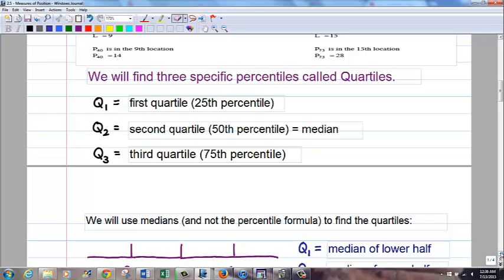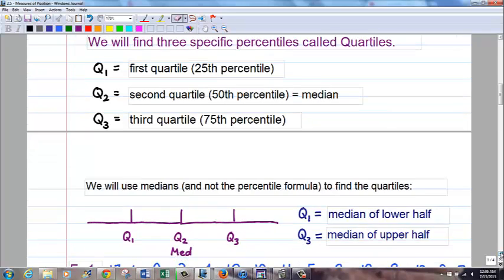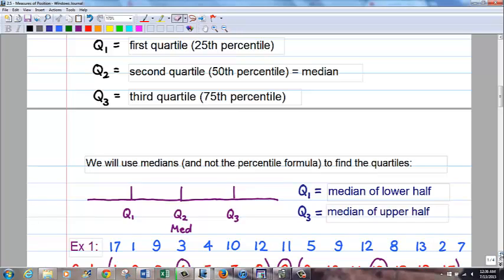So we're going to find these 3 quartiles, Q1, Q2, Q3. Q1 is the first quartile. It's the 25th percentile. Q2 is the second quartile, but guess what? We've already done this one before. It's the 50th percentile. It's the median. So we've already done that. And the third quartile will be the 75th percentile. So the way you do this is we're going to use medians to essentially chop these in halves into quarters.